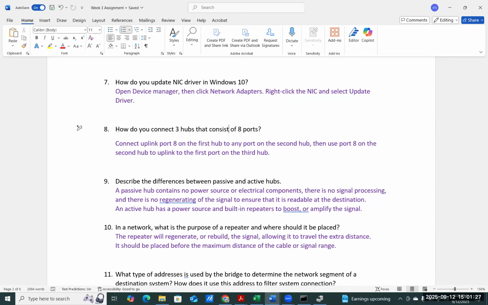And then we want to place it before the maximum distance. If we have a limitation of 100 meters, you don't want to reach 100 meters, because then you're going to have degradation of signal before it can repeat. So you want to go a little bit before that, maybe 90 meters or 80 meters. It also depends on your physical geographical location. So we want to make sure that before the maximum distance, we put another repeater.